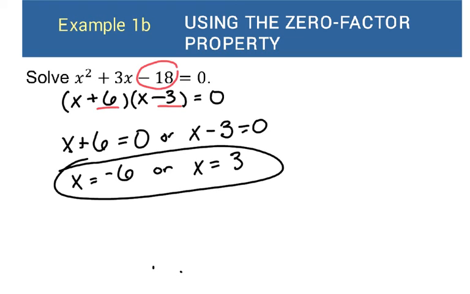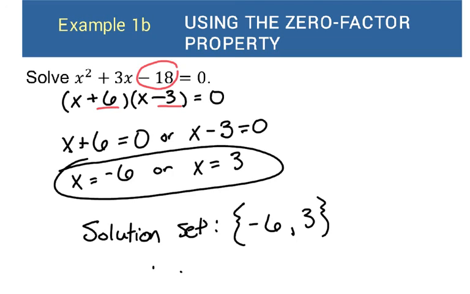Like in the first section, you were asked to find the solution set. The solution set for this you would write as follows. Our solution set is our two values that we just solved for, x equal to -6 and 3. So just put in your set of brackets, -6 and 3. And that's it. Now we have solved our equation and found the solution set.